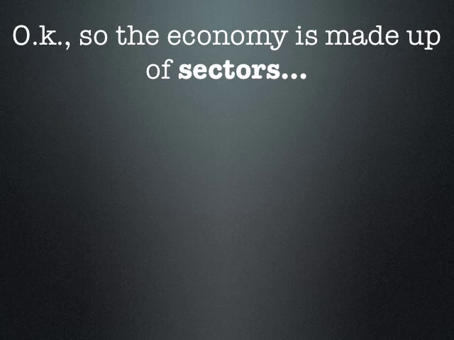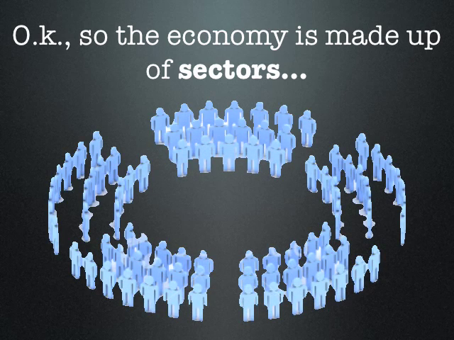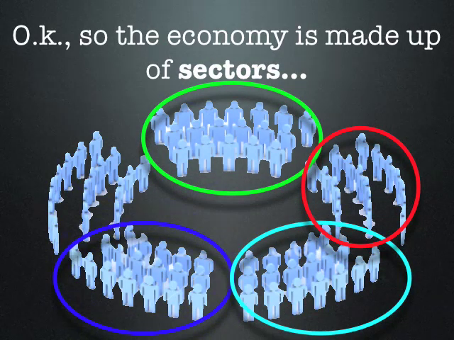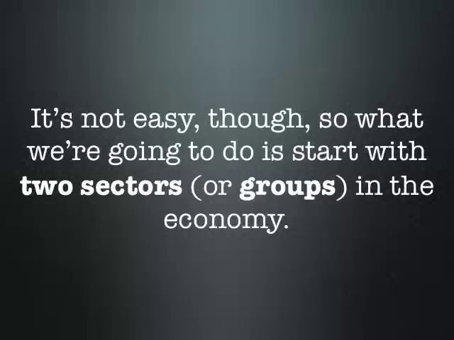Since the economy is made up of sectors, we actually have 5 sectors there. And you can see all the different colours. 1, 2, 3, 4, 5. It's not easy though, so what we're going to do, we're only going to start with 2 sectors, really groups in the economy, 2 parts of our economy.